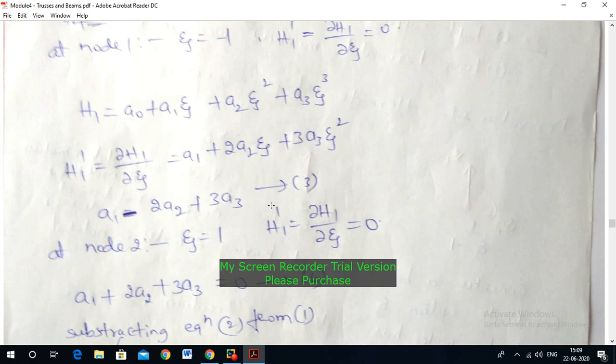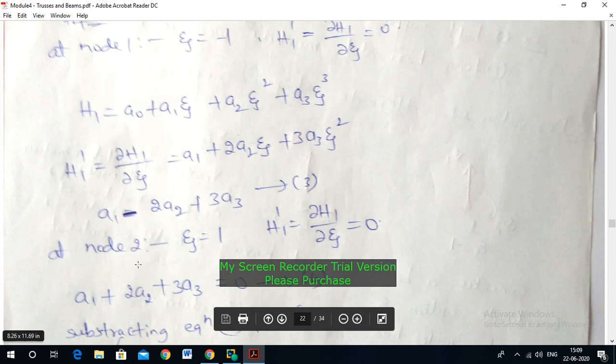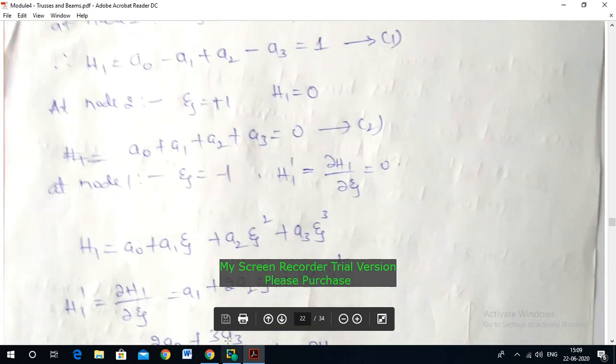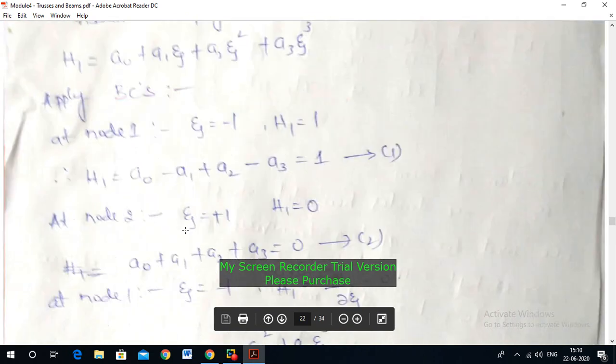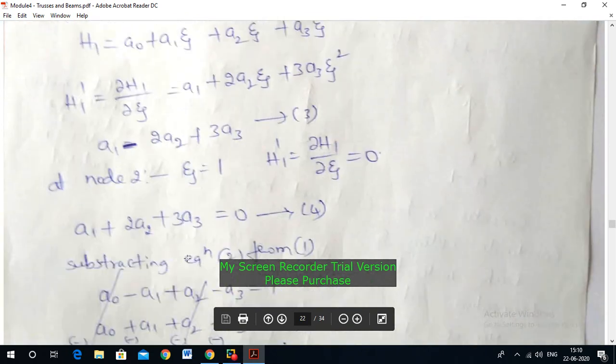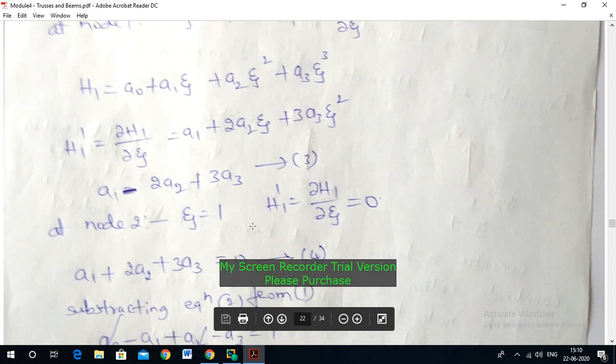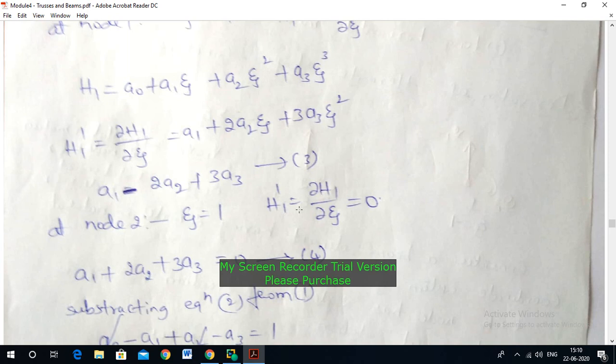I call it equation number 3. And at node 2, next at node 1 is over. Next, apply the boundary condition for node 2. If zeta is equal to 1, and h dash, which is del h1 by del zeta, is equal to 0, therefore h1 dash, which is del h1 by del zeta, is equal to 0.